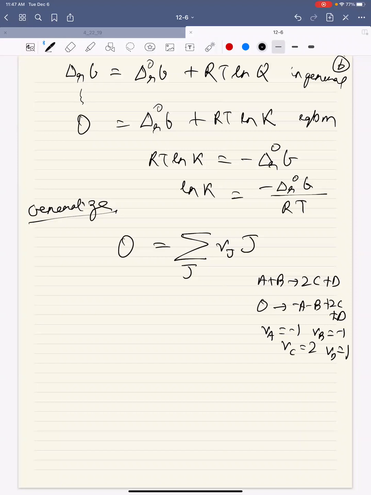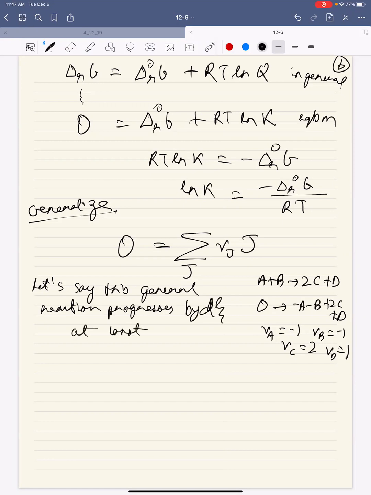So for this reaction, at constant temperature and pressure, just like last time, the reaction progresses by psi. So let's say this general reaction progresses by d psi at constant temperature and pressure. What can we say about dG? dT is 0, dP is 0, but we still have the dn that has happened. So in this case, dG is equal to the summation over j of mu j multiplied by dnj.